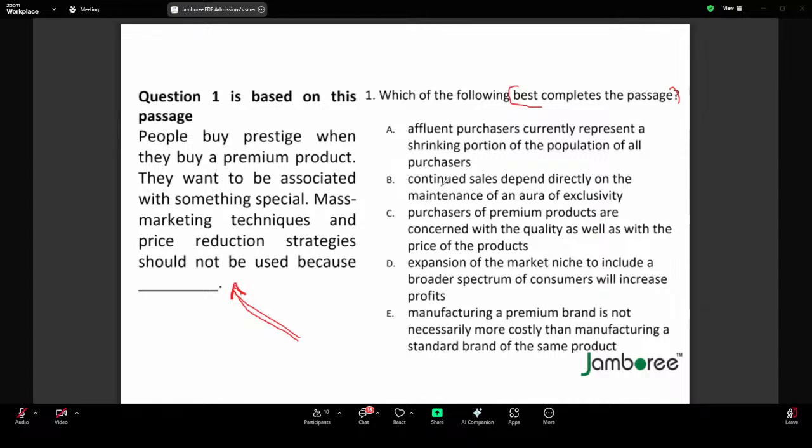B: continued sales depend directly on the maintenance of an aura of exclusivity. So this is the premium product. If everybody has what you have and you paid a lot of money for it, you don't like it. In fact, that's why a lot of big companies will not do price reductions, because then everybody can have it, which will reduce the aura of exclusivity. That's the whole point. If you want a premium product, you want prestige, that means you want to be among the very few people who have this. That's why sometimes you see products as limited edition, meaning only a few people will have them. If everybody has it, it's hardly a premium product, right?